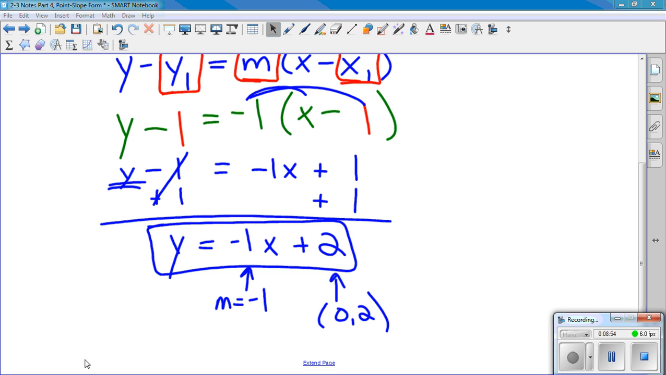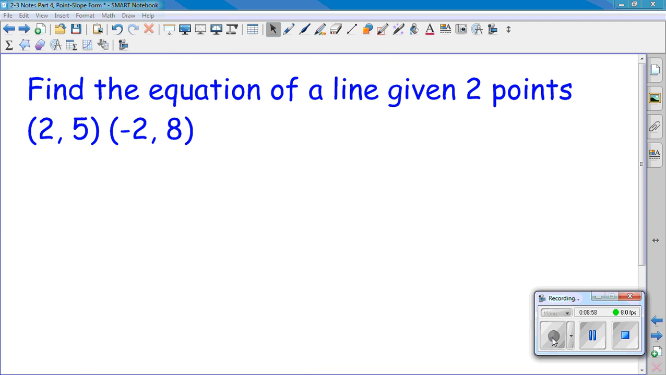We need to talk about one more thing before we move on. Go ahead and solve this one by yourself, and this will be an entrance card when you come in tomorrow.